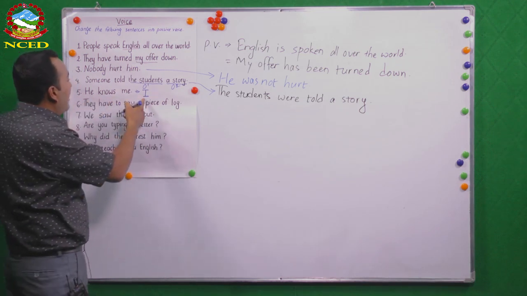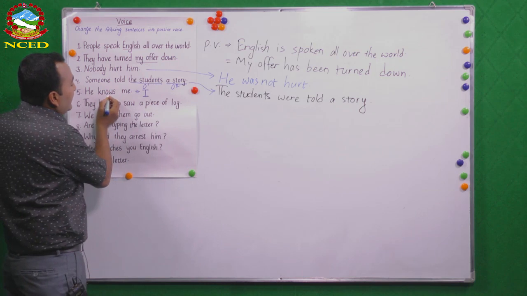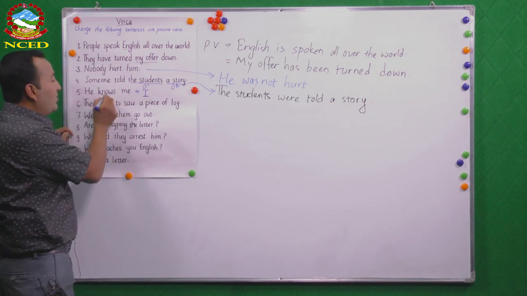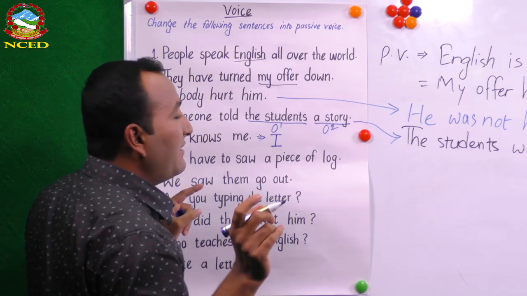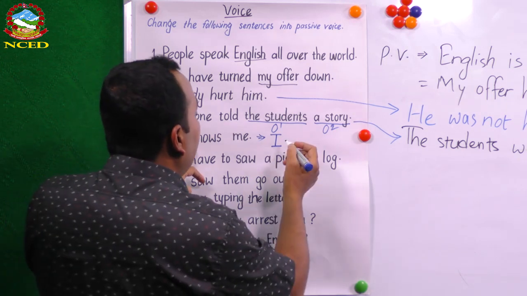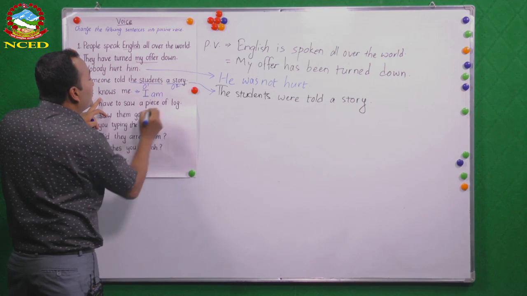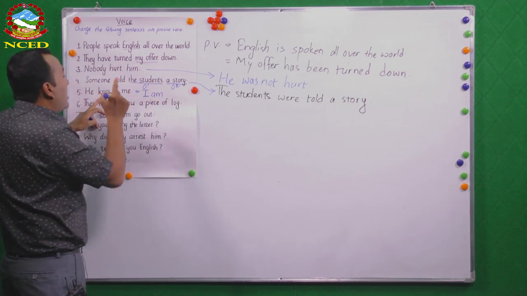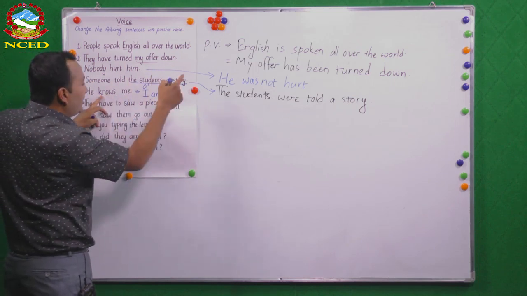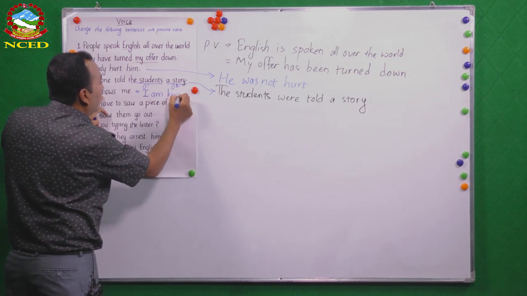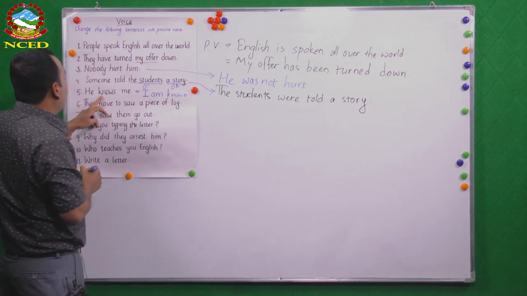You already know it. I, then which tense is it? Knows. Knows is verb 5, which means simple present tense. So we write is, am or are. With I, we always use am. I am. Now change it into verb 3. None. I am none.